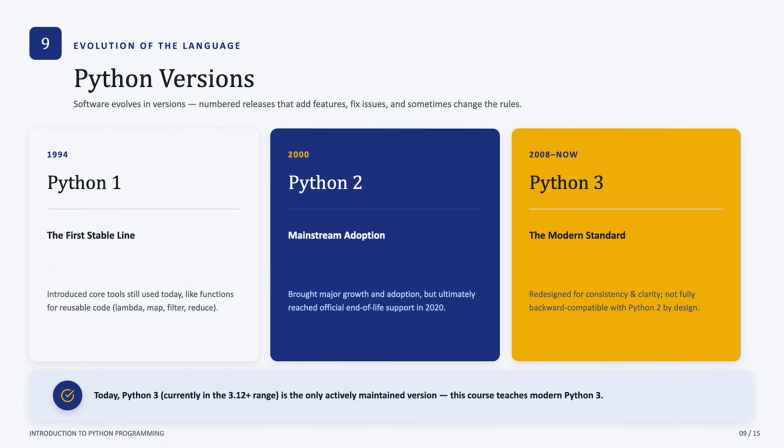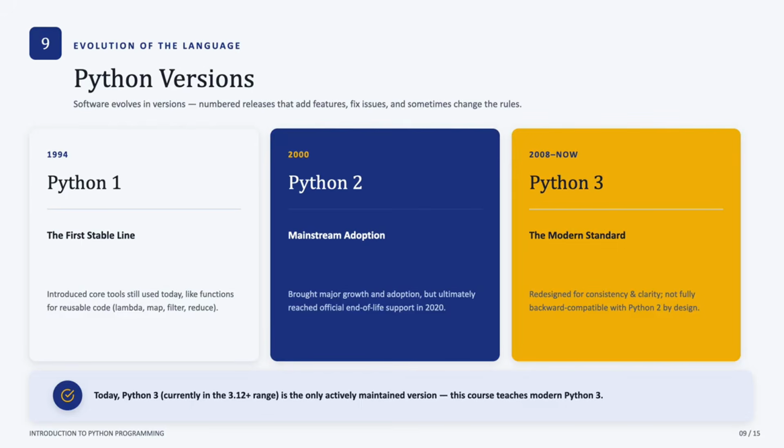Reason 6, used everywhere. Python isn't limited to one industry. It's used in artificial intelligence, machine learning, data science, robotics, cybersecurity, finance, healthcare, education, automation, web development, scientific research. When one language works across so many industries, learning it becomes a very smart investment.